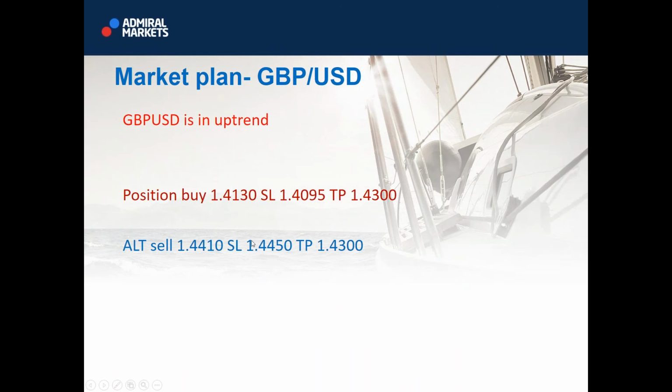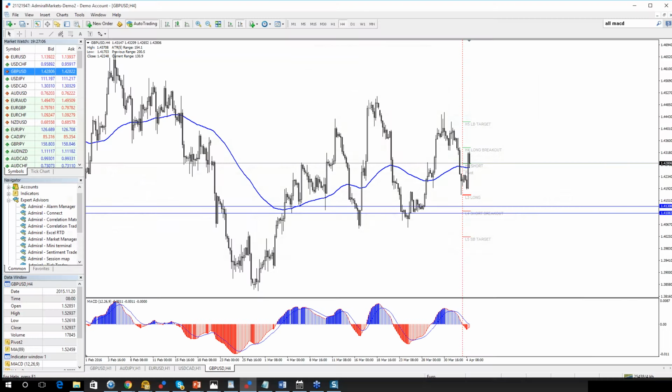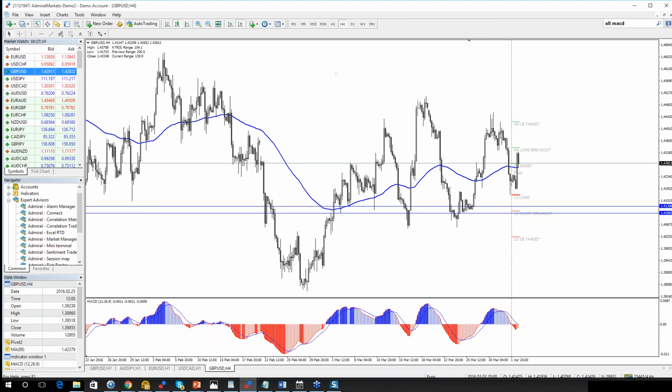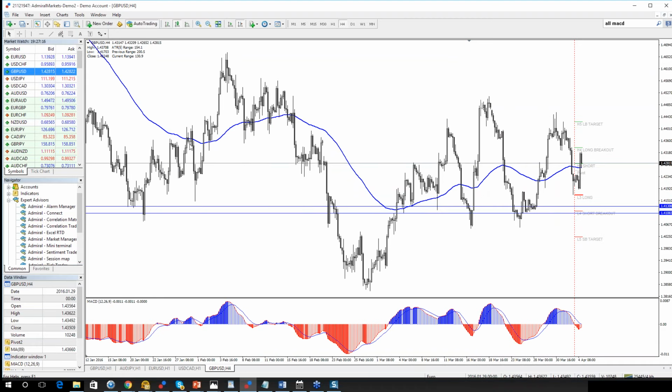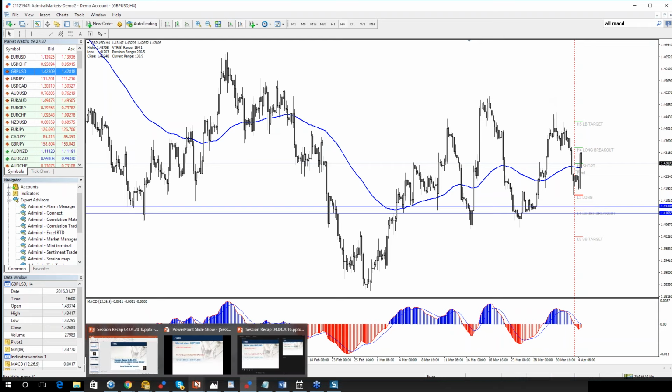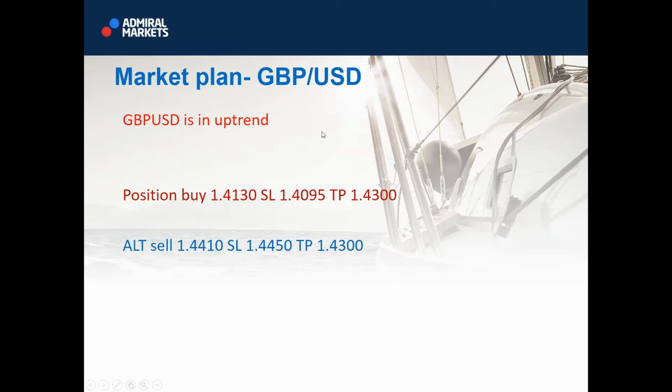Sell is 44.10. Yes, Apostolos, pound is in uptrend. This looks like strong buying. See, it looks like uptrend. Look at this. You might say this is a giant head and shoulders on 4 hour. Inverted head and shoulders. Bullish. So yes, it looks like it might go to the upside. So that is the market plan for pound dollar.